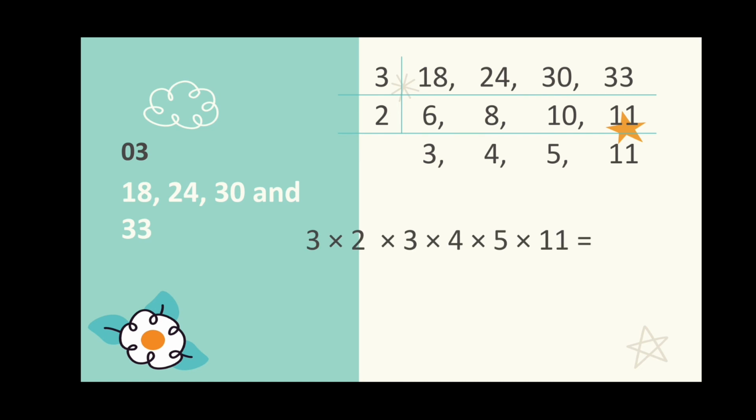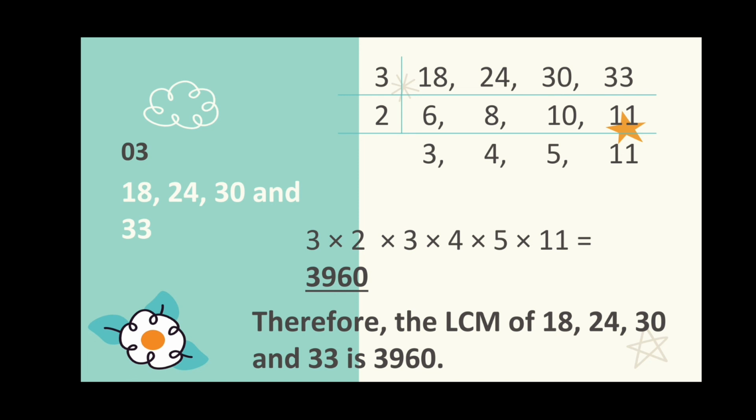Okay, let's now multiply. 3 times 2 times 3 times 4 times 5 times 11 equals 3,960. Therefore, the LCM of 18, 24, 30, and 33 is 3,960.